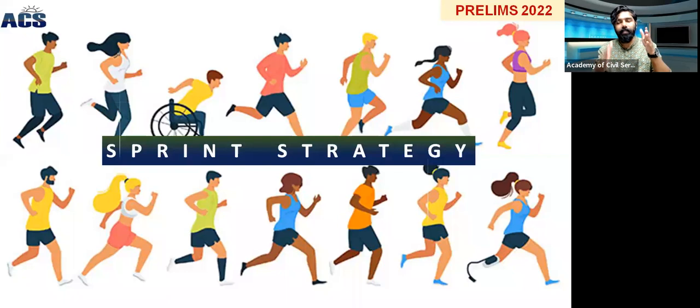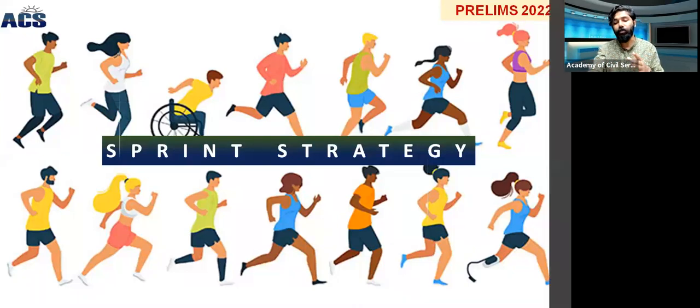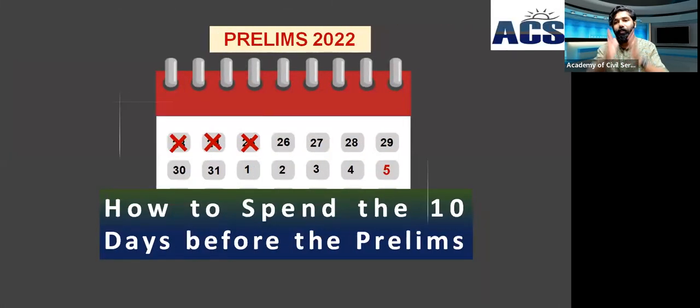So today's class, we are focusing more on the sprint strategy. Why do we say sprint? The total number of days remaining for the prelims is 10 days, from the 26th, from tomorrow, till the 4th of June. If we calculate, the maximum number of days we have to spend for the prelims is 10 days.